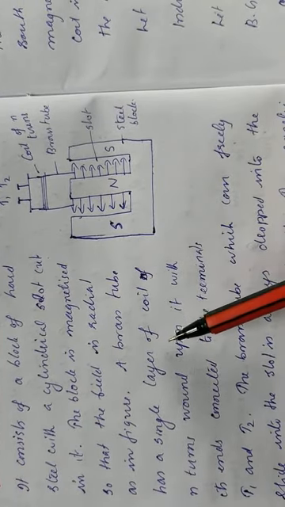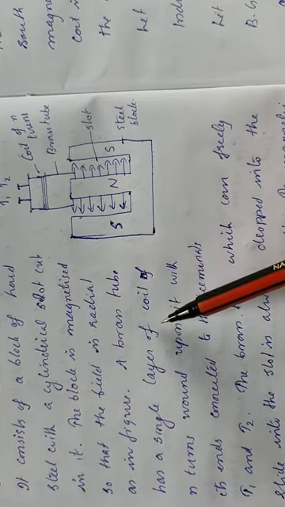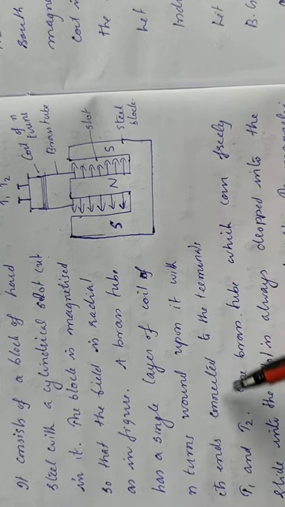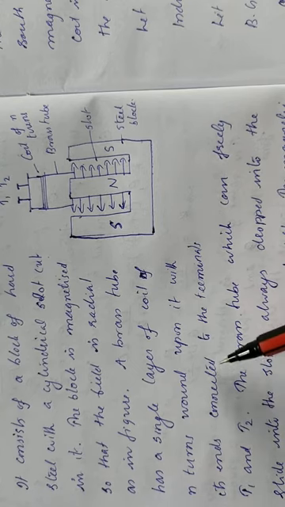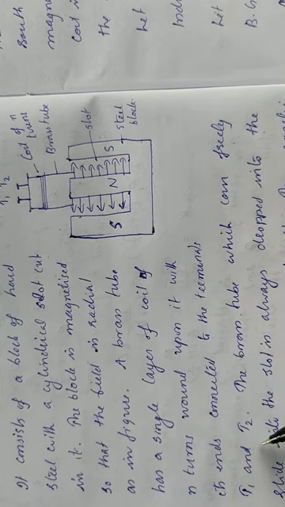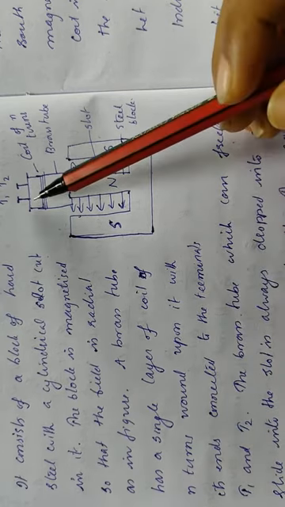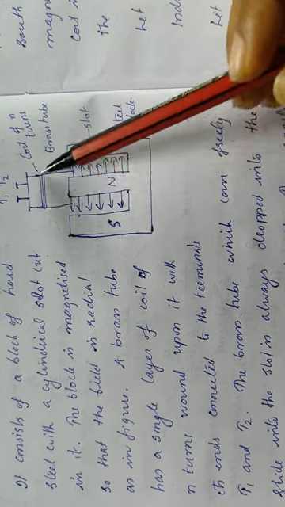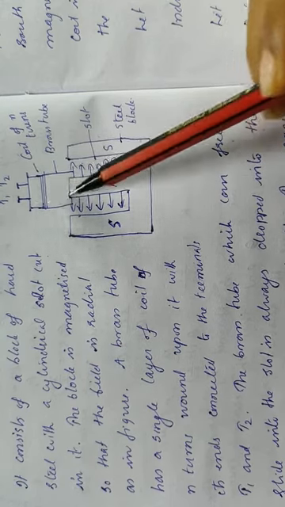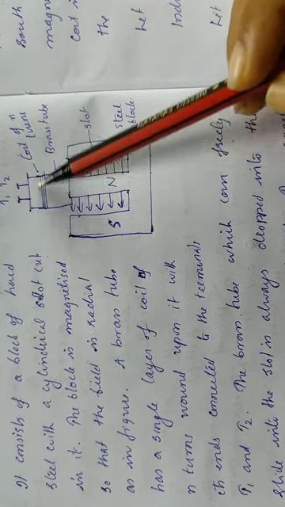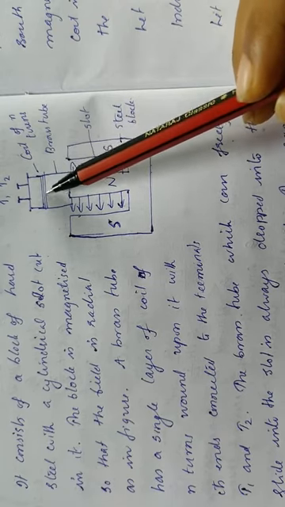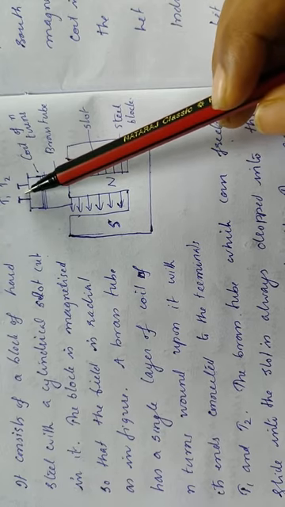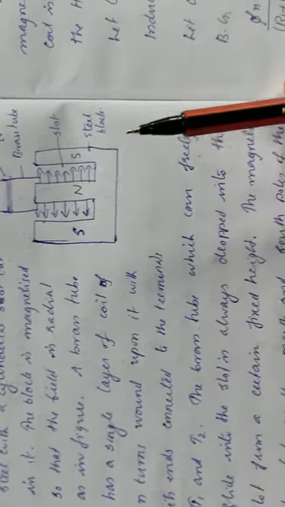A brass tube has a single layer of coil of N turns wound upon it, with its ends connected to the terminals T1 and T2. So these are two terminals T1 and T2, and a coil of N turns. This is the brass tube, and a coil of N turns is wound on this brass tube, and the ends of this are connected to the terminals T1 and T2.